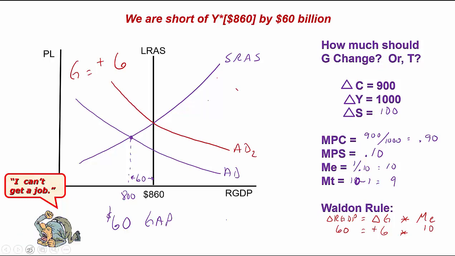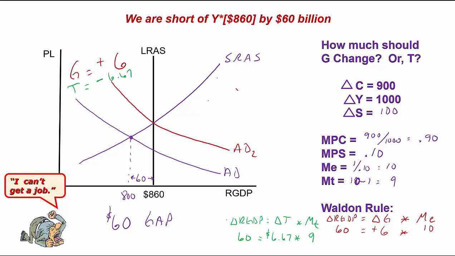Yay us. All right, real quick, let's do it for taxes instead. So change in real GDP, again, is equal to our change in taxes times our tax multiplier. Our tax multiplier is 9, and again, we want GDP to change by 60. So this must be 6.67. And don't forget, if you want GDP to go up, you need to decrease taxes by that much. So that's kind of how we're applying this.